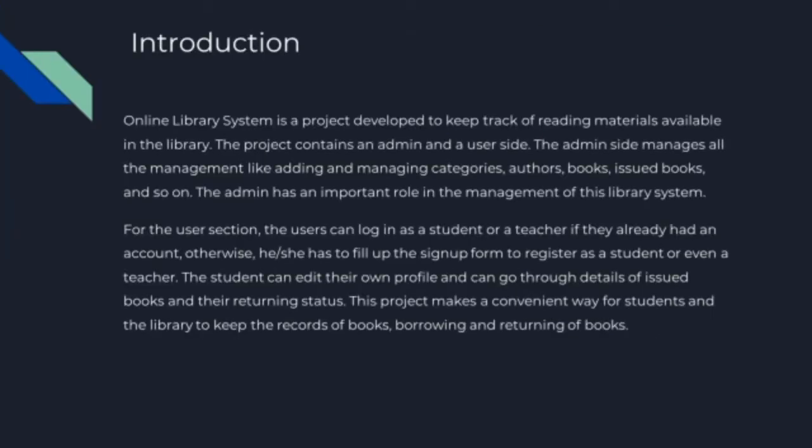I'll start with the introduction first. Online library system is a project developed to keep track of reading materials available in the library. The project contains an admin and a user side. The admin side manages all the management like adding and managing categories, authors, books, issued books, and so on. The admin has an important role in the management of this library system.